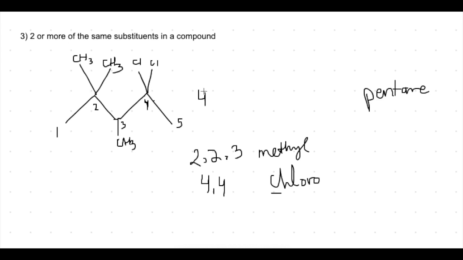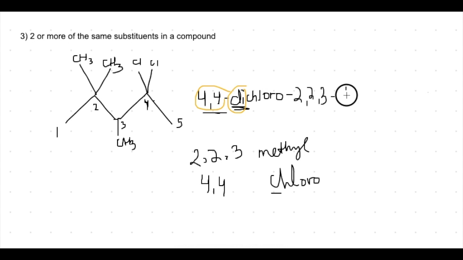Chlorine goes first, so we have 4,4-dichloro. If we just had one chlorine, it would be 4-chloro. But because we have 2, we have to put the number that both of them are on. Even if they're on the same number, we put it down twice. And we put a di to signify that there are 2. We have 2,2,3-trimethyl. So note I needed 3 numbers here because I have 3 methyl groups in the shape, and I needed to put a tri in front of it because there were 3. Then I put the name of my main chain, which is pentane.